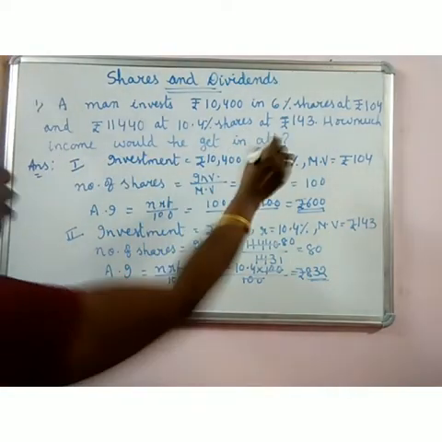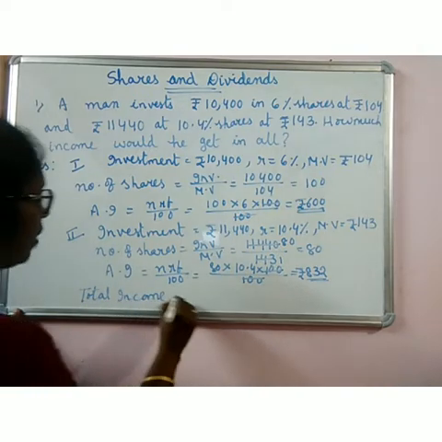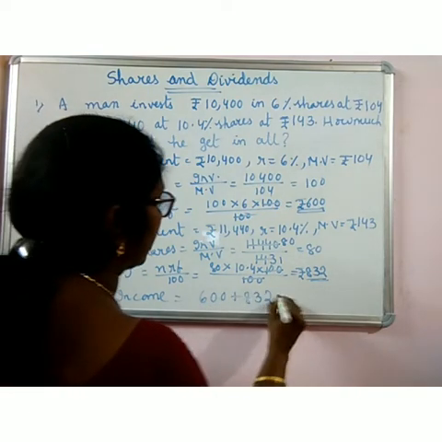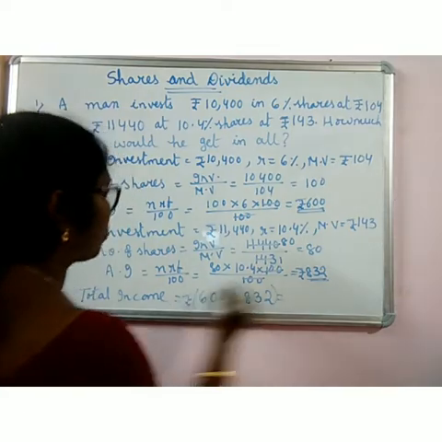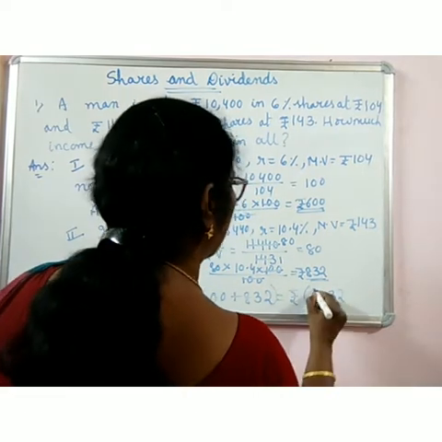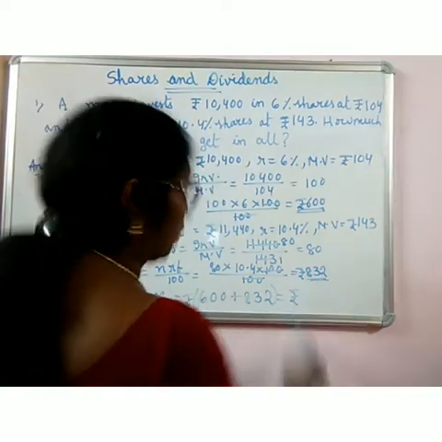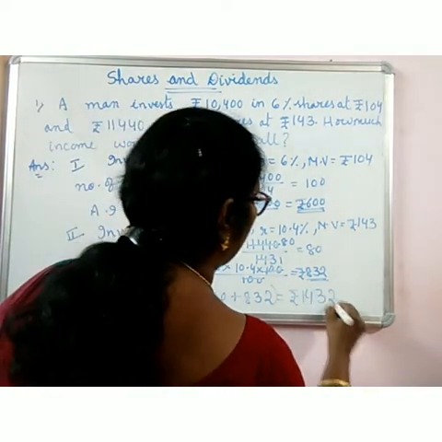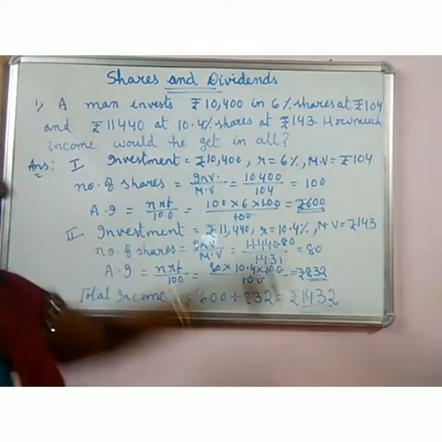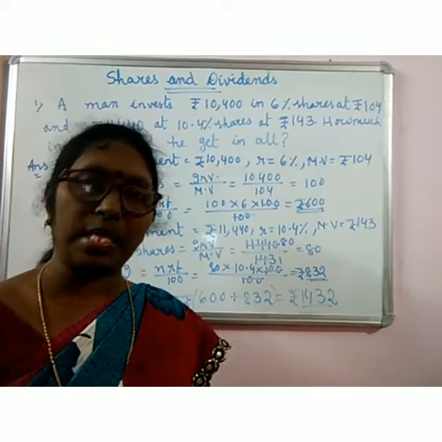How much income would he get in all? Therefore, now find total income in both the cases. Total income is, income in the first case is 600 rupees. Income in the second case is 832 rupees. When you add up, you will get 2, 3, 8, 6, 14. So 1432 rupees is the total income, or he would get 1432 rupees in all. I hope this problem is clear to you.